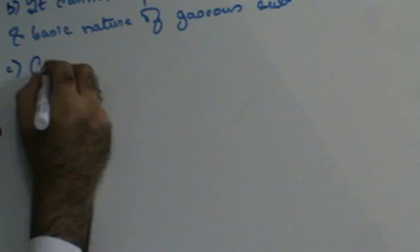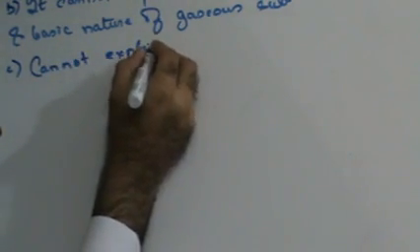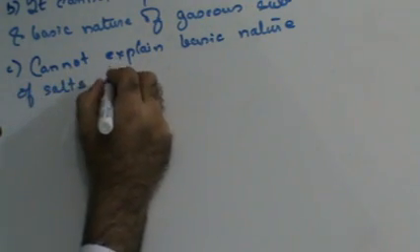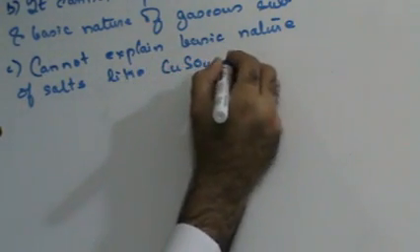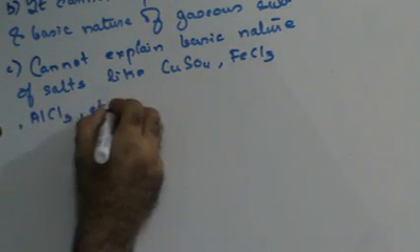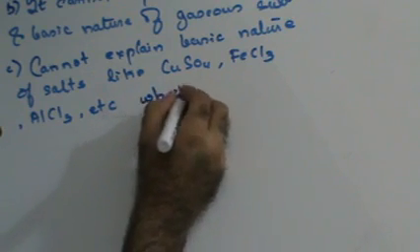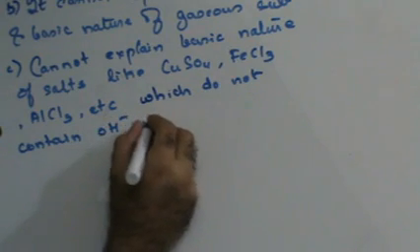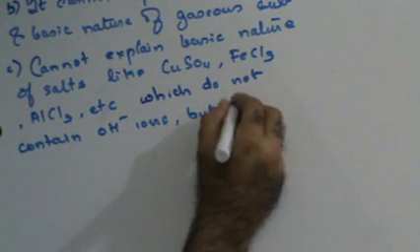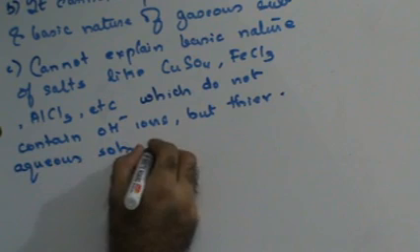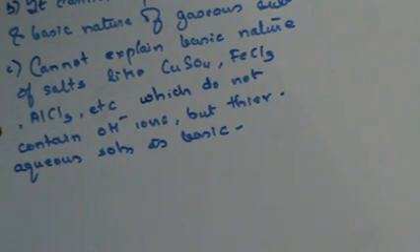It cannot explain the basic nature of salts like, say, copper sulfate, ferrous chloride, ferric chloride, aluminium chloride, etc., which do not contain hydroxyl ions, but their aqueous solution is basic. So there were salts which were basic and they did not have hydroxyl ions. The theory fails to explain why.